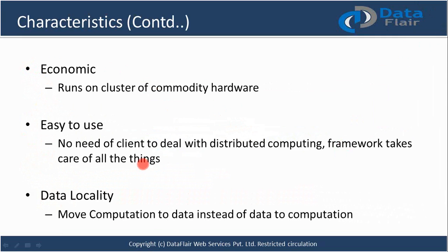What does the user need to do? The user just needs to give his data. The user just needs to give his algorithm. Rest everything will be done by Hadoop. Everything will be taken care of by Hadoop.